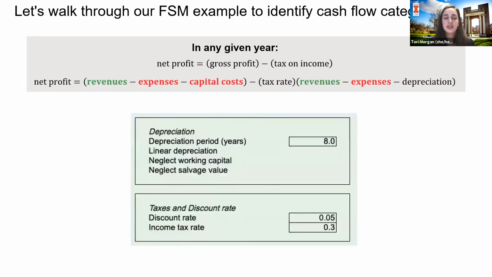And then, as I mentioned, you need to take in depreciation. I think this was asked earlier in the chat, but for our example, right here, we're looking at a depreciation period of 8 years. And then we have the taxes and discount rate. The discount rate is 5% and the income tax rate is 30%.